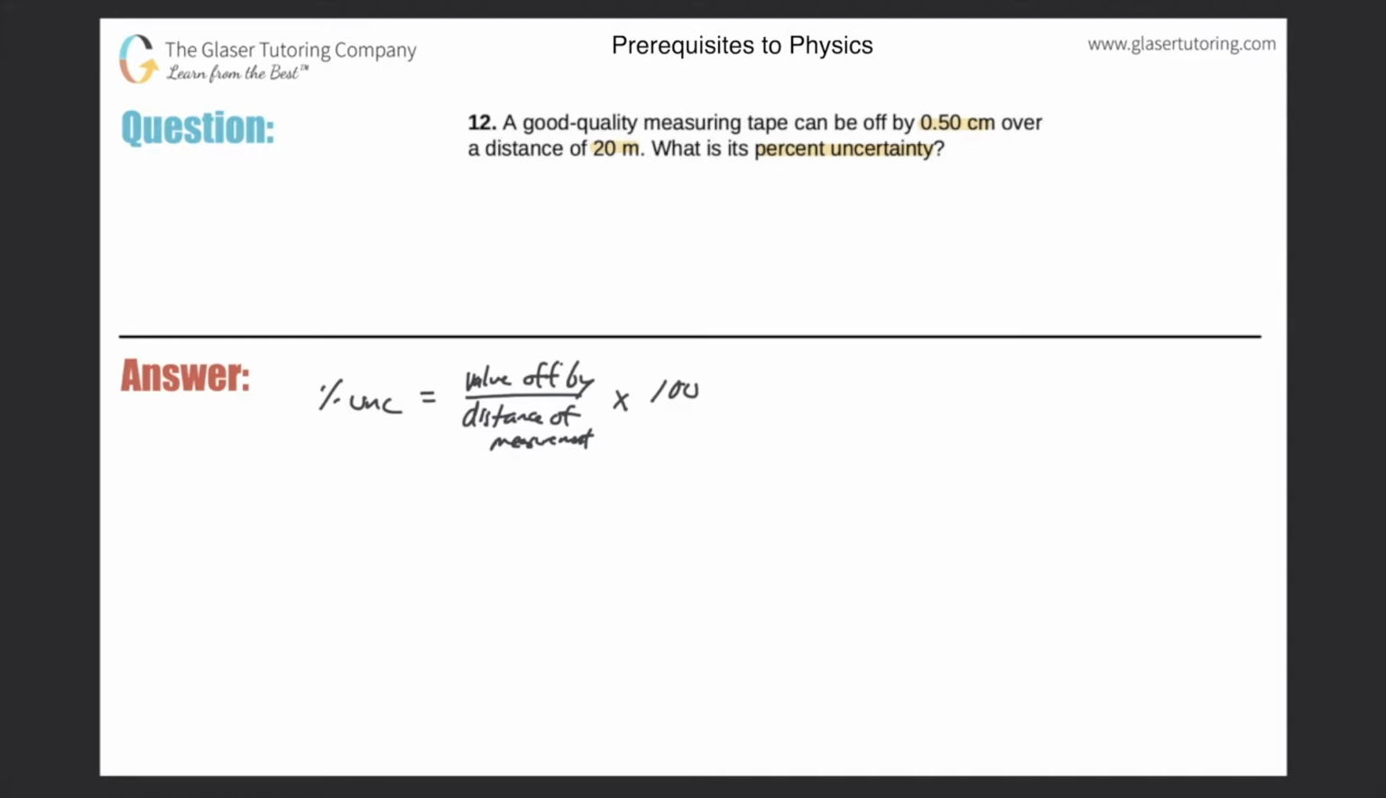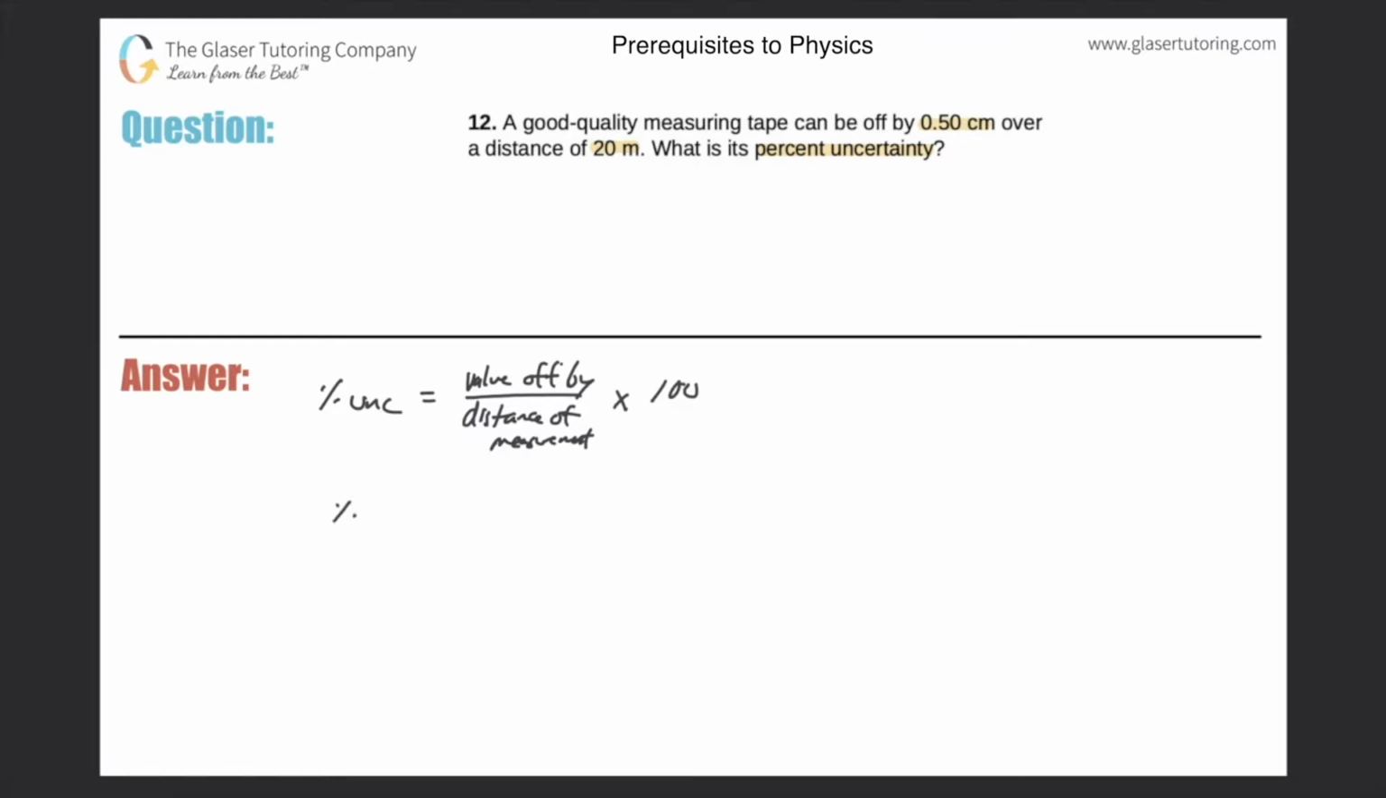in this way in the textbooks. This is a commonsensical formula. Okay? So think about percent uncertainty as the value that the measurement is off by divided by the total distance of the measurement that was taken, and then multiply that by 100.